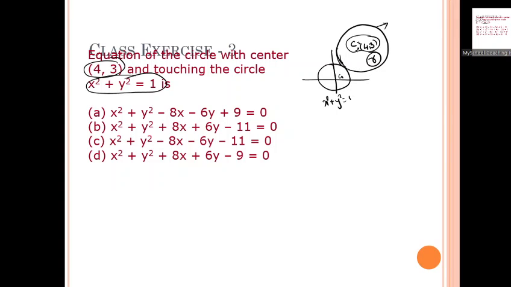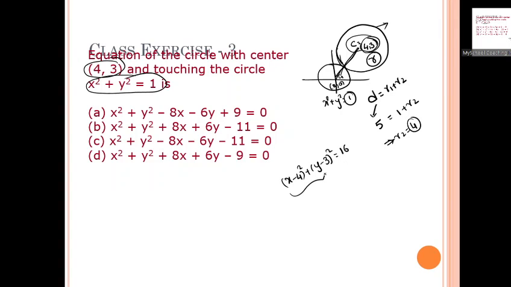In the question it's given that the circles are touching each other. So condition क्या है touching each other का? Distance between the centers should be equal to R1 plus R2. Distance between the centers कितना है? 0 0 से 4, 3 तक डिस्टेंस कितना होगा? पाइथागोरस थ्योरम से 5 हो जाएगा. R1 is 1, plus R2. So R2 should be simply 4. So हो गया. So x minus 4 whole square plus y minus 3 whole square is equal to 16 is the answer.